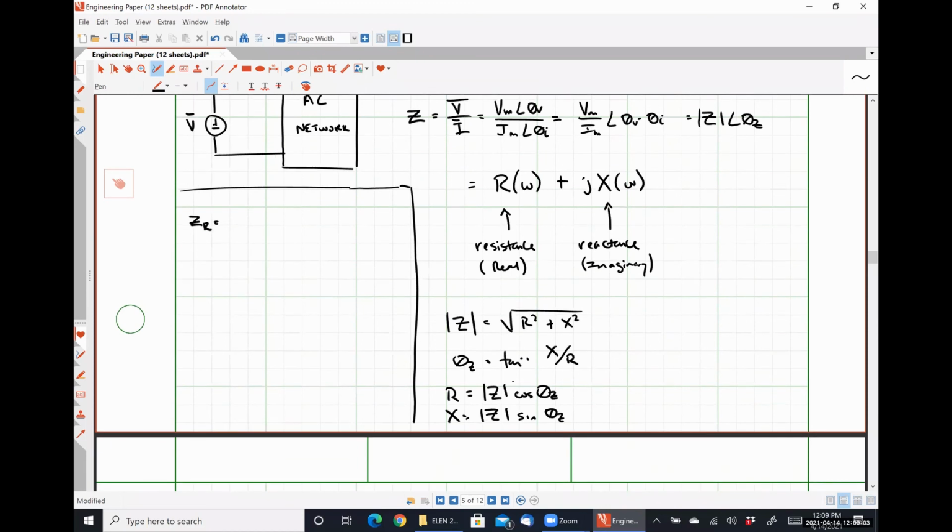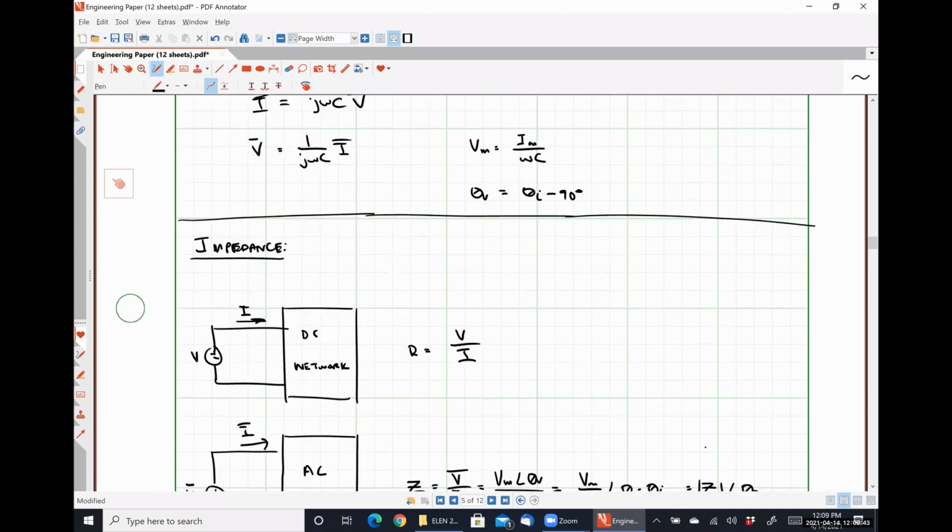So I can express this as R, and just for the sake of argument, I'm going to put it as R plus j0, meaning it has a purely real resistance and no reactance whatsoever. And in polar form, I'm going to say that it is R angle 0 degrees. Just because sometimes it might be helpful to do this, okay? So we have R plus j0 and then R angle 0 degrees.